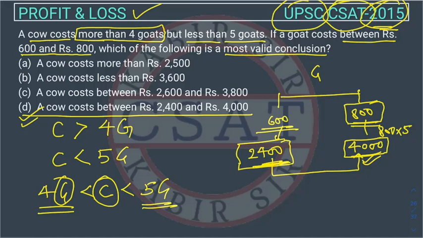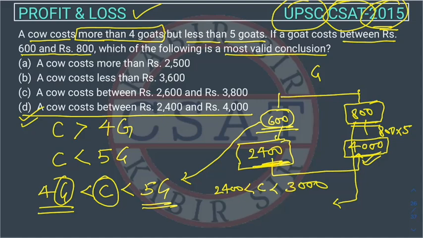Some people may get confused about why we are multiplying 600 with 4, why not with 800, and vice versa. So otherwise you can do this: let's put 600 in this equation. Then what will come out? The cow price will be this, which is 2400, and this will be this one. And if we put 800 in the same equation, then the equation will become like this.